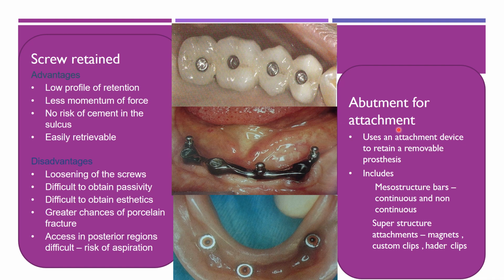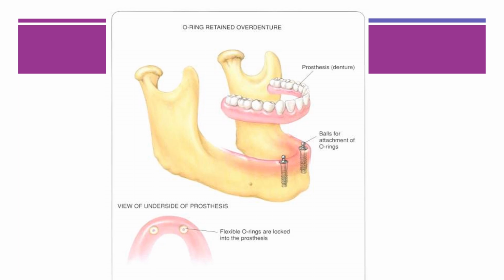Then we have the attachment abutment. For this type, there is a ball type and a joint type. You can see that it uses an attachment device to retain a removable prosthesis. So we have mesostructure bars, which can be continuous or non-continuous, and also superstructure attachments like magnets, custom clips, and header clips.